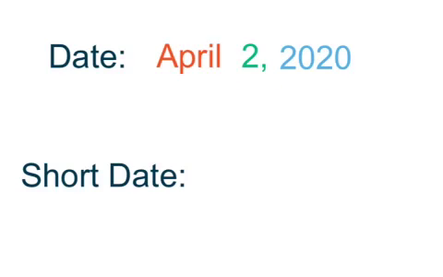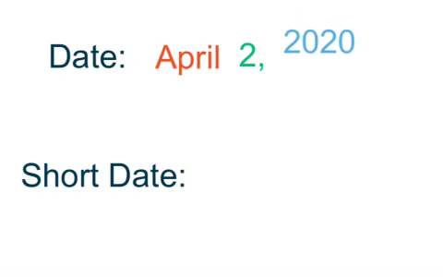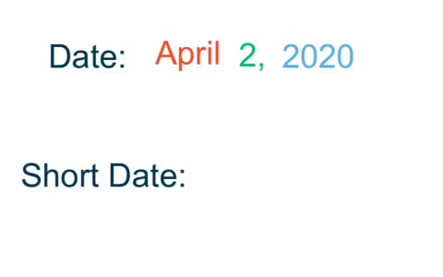Let's look at our new number corner for April. We said goodbye to March and it is officially April. So our date is April 2nd, 2020. April is the month in red. 2 is our day, and remember there's our comma. 2020 is our year and is in blue.